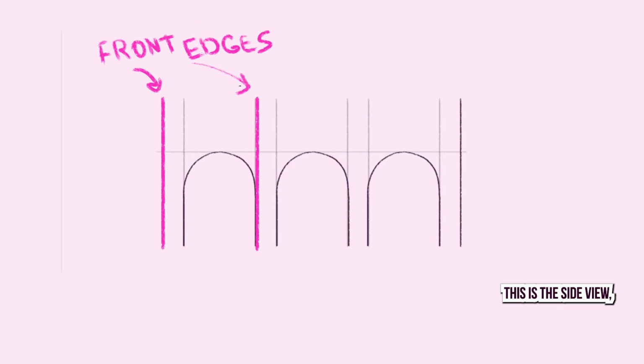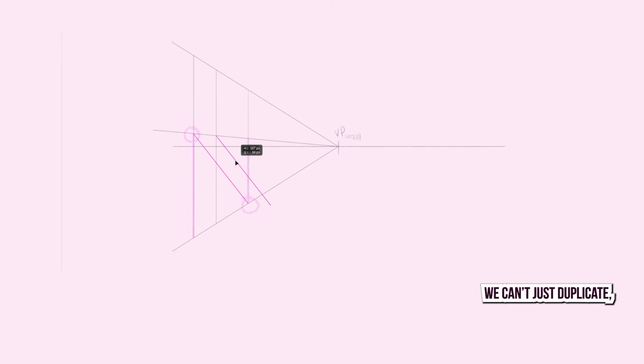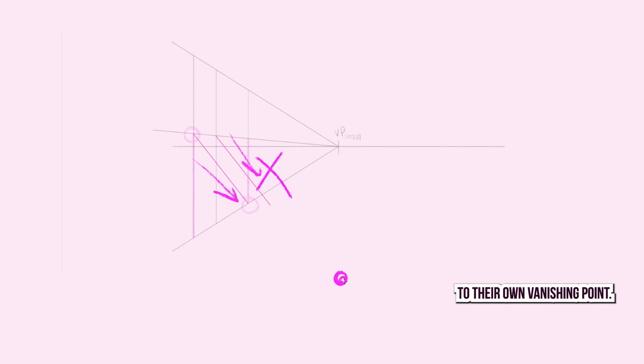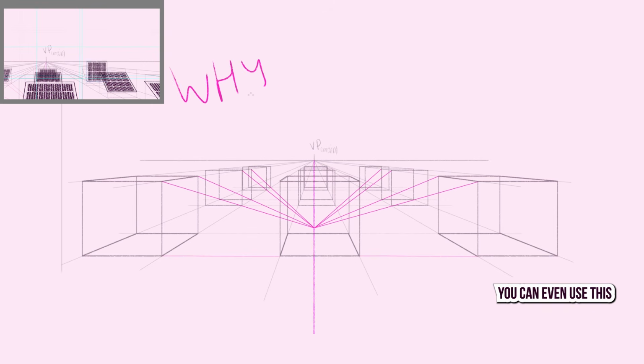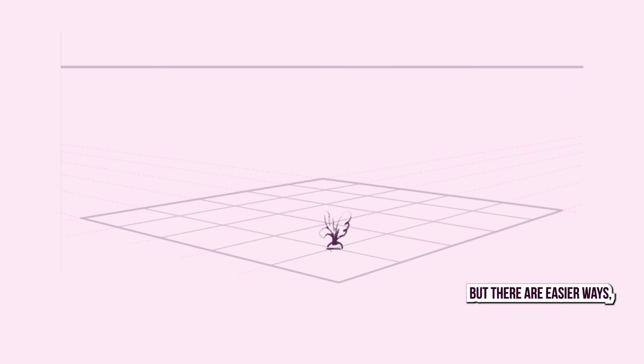This is the side view. If you draw a diagonal between front edges and then just duplicate it, you'll get the width, but in perspective we cannot just duplicate. They're parallel and should converge to their own vanishing point. So extend the very first diagonal and drop a vertical line from the main vanishing point. Their intersection is the vanishing point for all diagonals parallel to the first one. One shows the position and the second one the width. You can even use this single point to build a field, but there are easier ways.